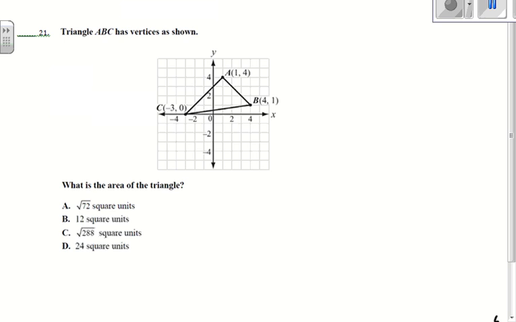One of them is take a look at this slope right here. From 0 to 4, always look at your y's first. You went up 4. And from negative 3 to 1, that's up 4, which means the line that connects A and C has a slope of 1. Okay, m equals 1.